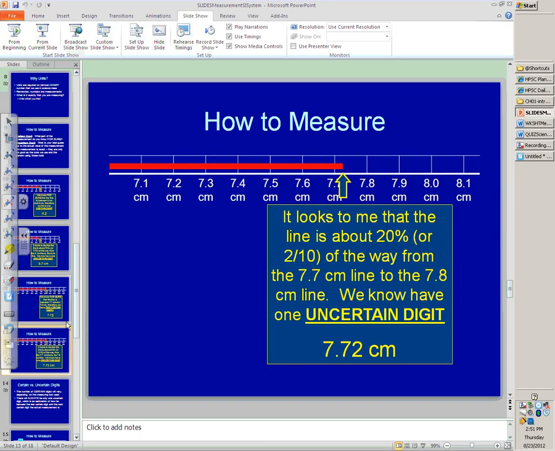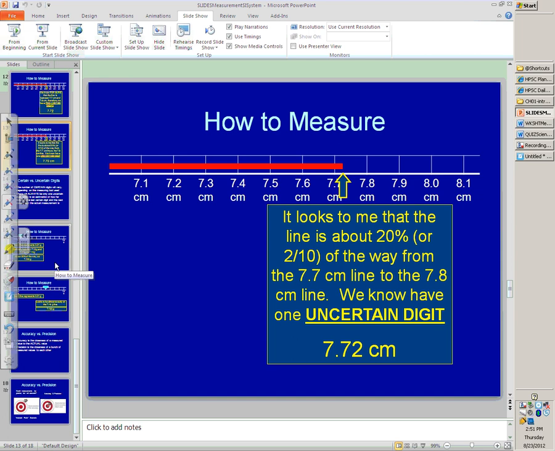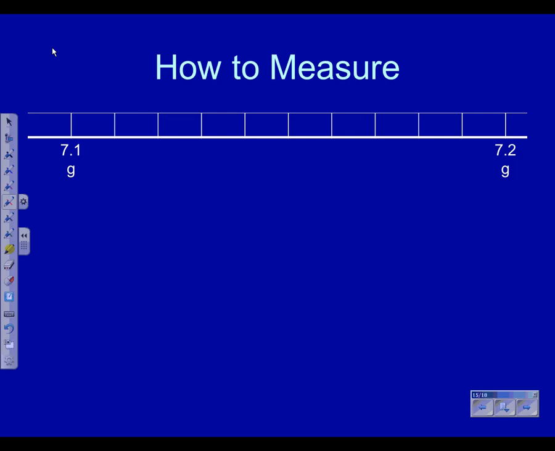Let's see if we can do this real quick. In the bottom left-hand corner of your handout from yesterday, there is a picture of this. This is a balance. Okay? You slide the little slider bar, and it ends up right here. Talk to the person next to you for 15 seconds. What's the proper measurement of this mass?